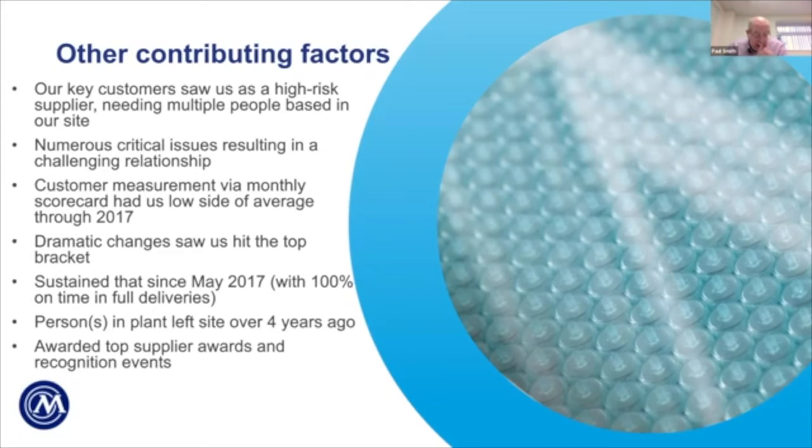There were various issues that got to a critical and challenging relationship with them, and they would measure us on a scorecard for all their suppliers, and we were very much on the low side of average, and that was as recent as 2017. And when you are a critical supplier to a customer who has a $15 to $20 billion a year franchise, that's a place that is very uncomfortable, and you don't want to be. You don't want to be that supplier. So really, we needed to make a dramatic change and push our levels up.